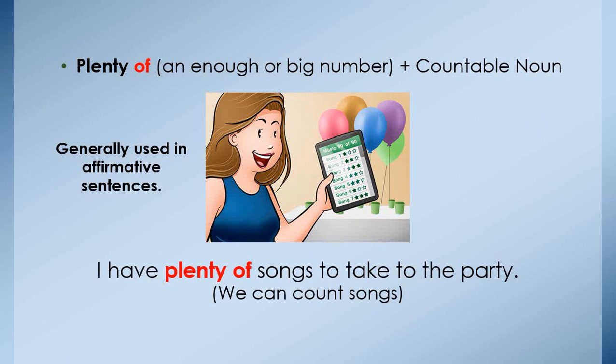The next quantifier is plenty of. That means an enough or big number, and we use it always with countable nouns. I have plenty of songs to take to the party. Songs is a countable noun because we can count them. Plenty of is generally used in affirmative sentences.